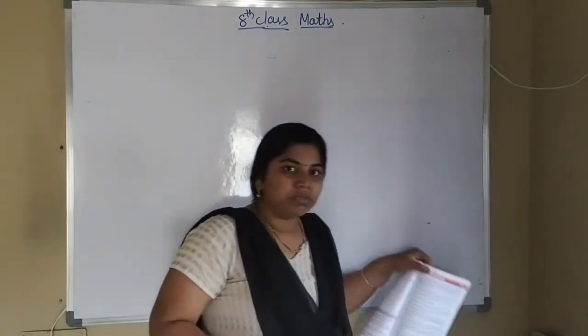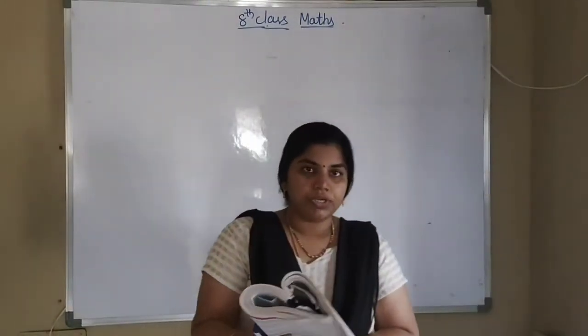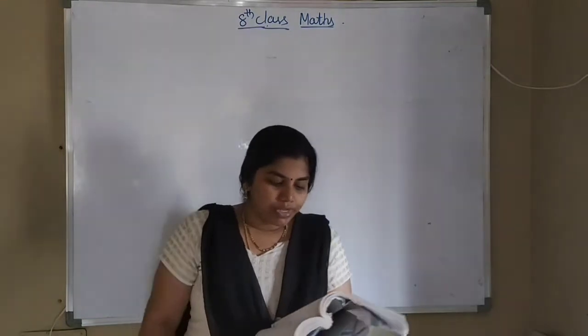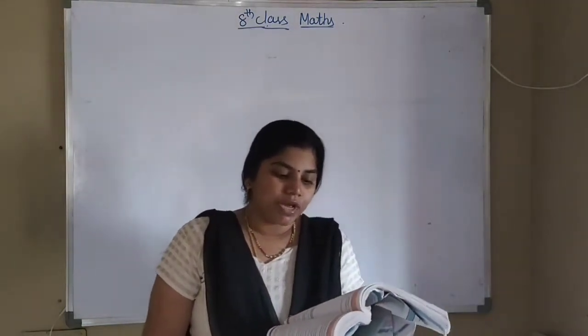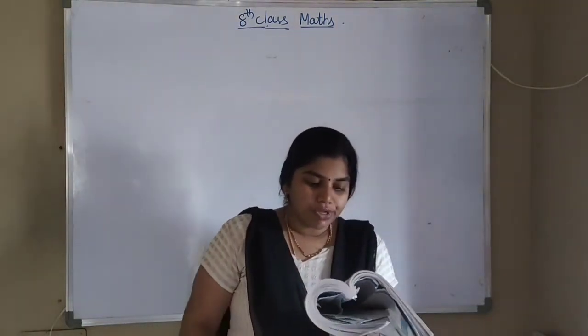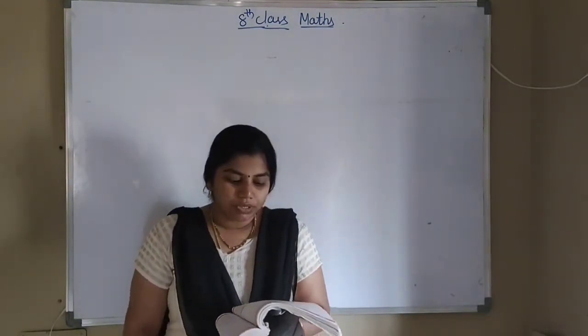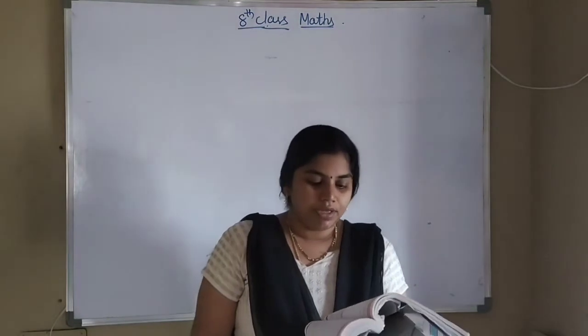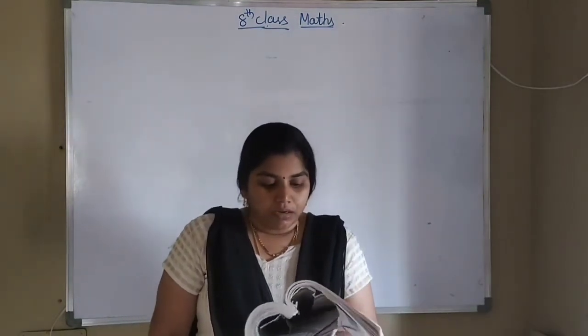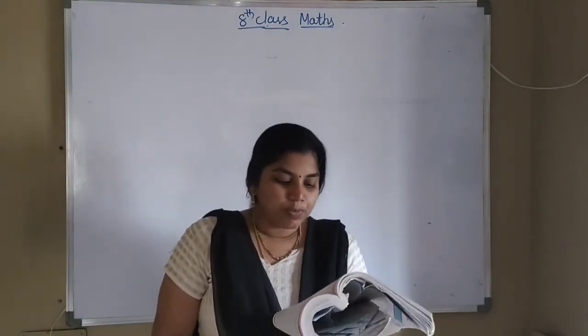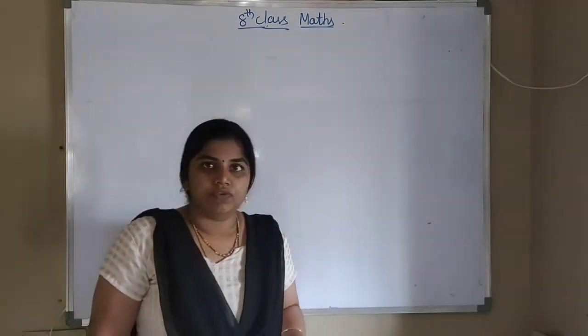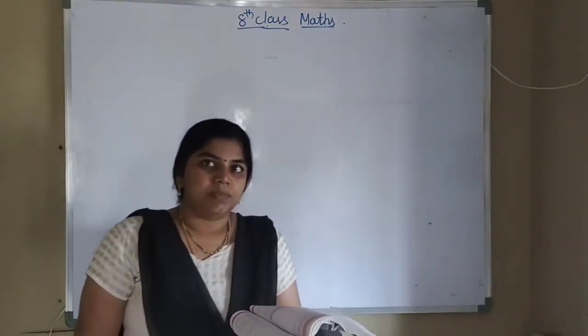So next problem is the fourth one. So what is the fourth one? Find the amount and compound interest on 6,500 for 2 years compounded annually. The rate of interest being 5% per annum during the first year and 6% per annum during the second year. For the second year they are taking 6%.